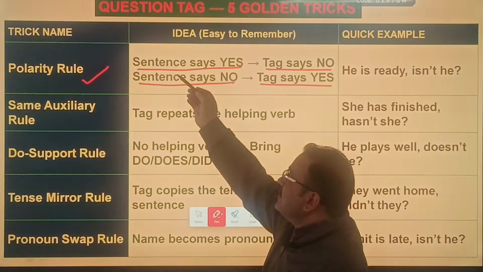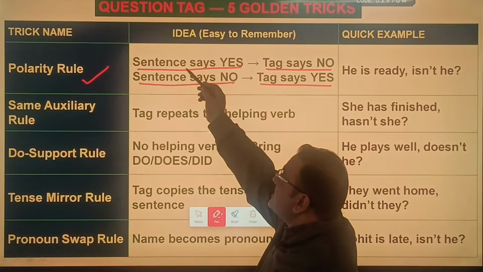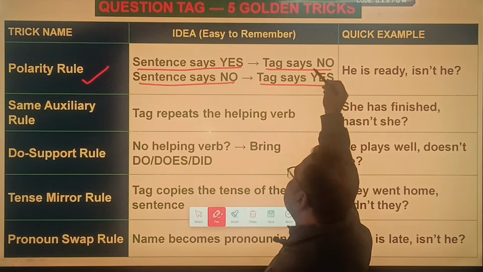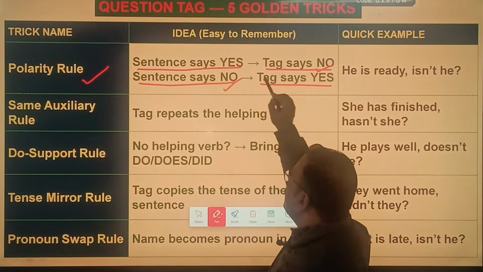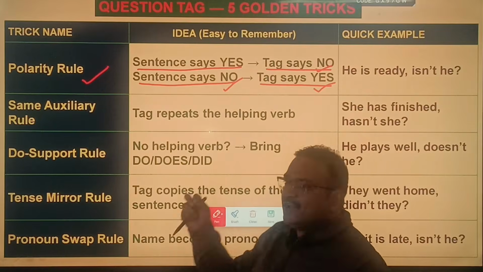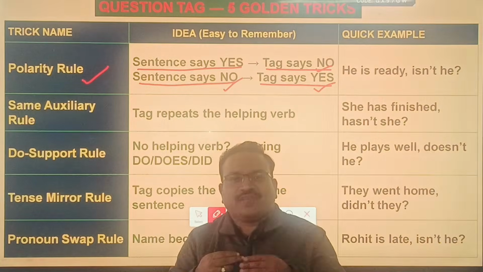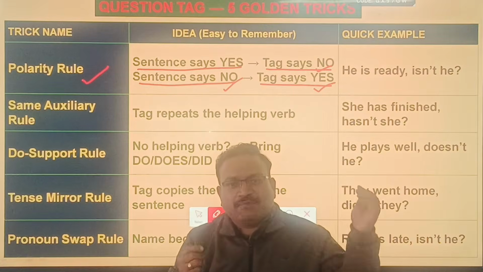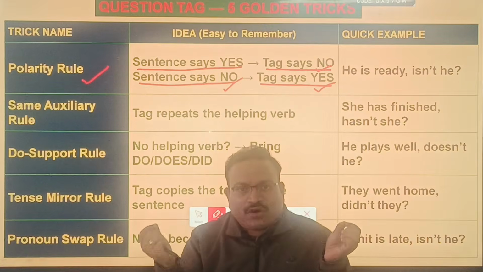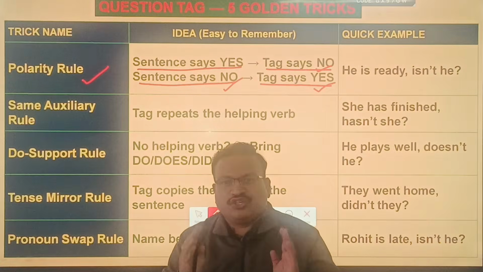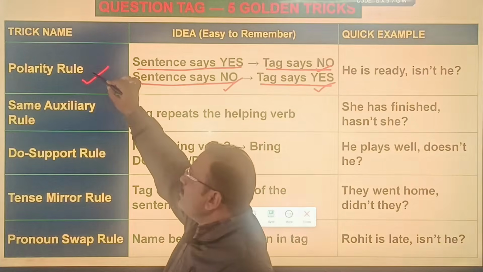In simple, you can learn like this. If sentence says yes, tag says no. If sentence says no, tag says yes. Opposites attract. Negative, positive. Positive, negative. Opposites attract in question tag. This is the first rule, polarity rule.